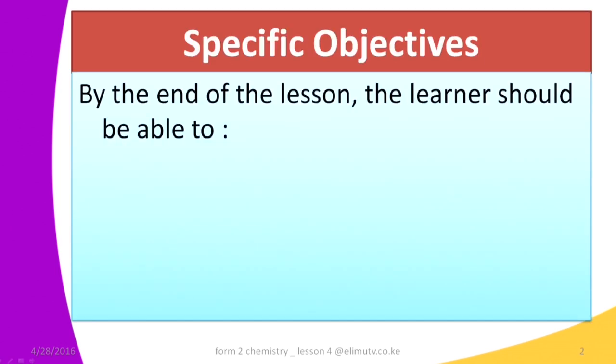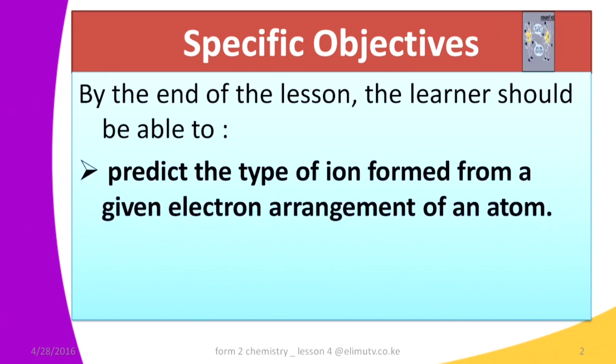Now, let's begin our lesson by looking at specific lesson objectives. By the end of this lesson, the learner should be able to predict the type of ion formed from a given electron arrangement of an atom. Since we are discussing ion formation, by the end of the lesson, you as a learner should be able to predict the type of ion from a given electron arrangement of an atom. We discussed what an atom is, and therefore in the course of our discussion, we'll understand what ions are and how we can predict the type of ion formed from a given electron arrangement. That's our key objective of the discussion.